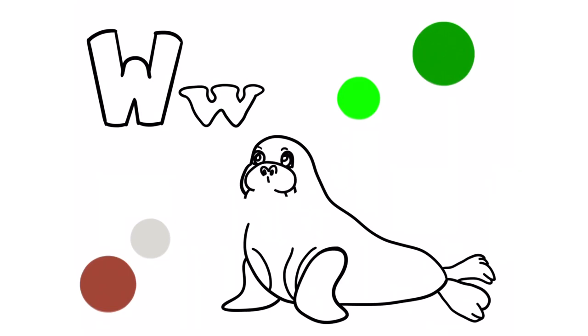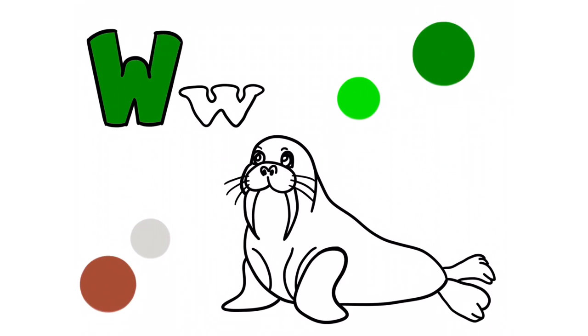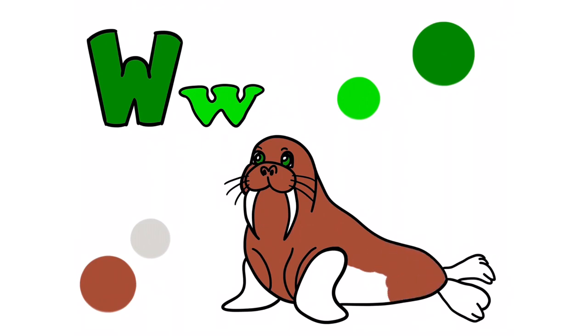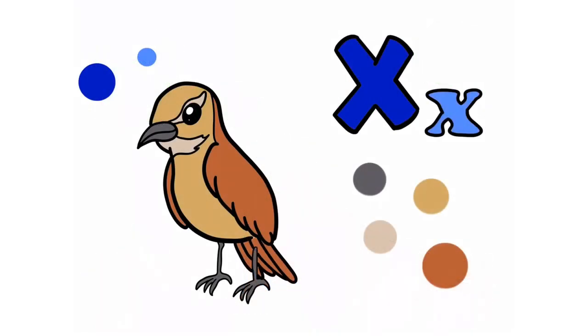They live in the cold Arctic region because they like icy water. Are you ready? Let's color! Green. Bright green. Brown. Even though they are big, walruses are excellent swimmers. They can dive very deep into the water. Gray. Cool. W is for walrus. Let's learn the letter X.